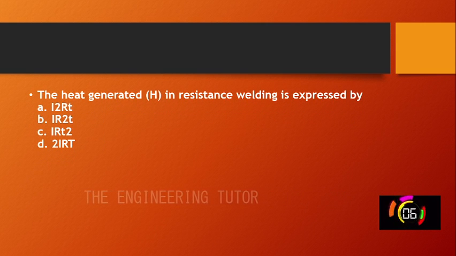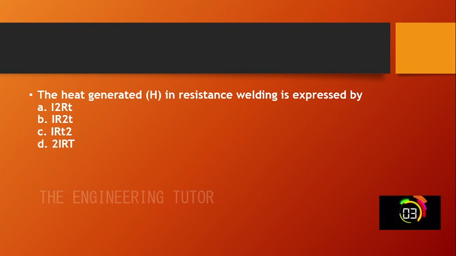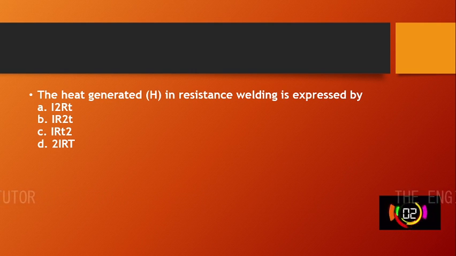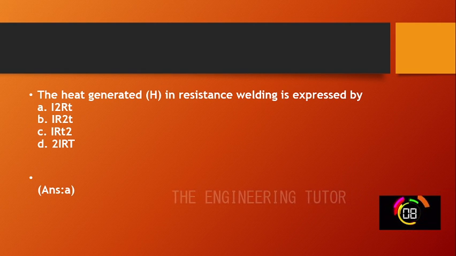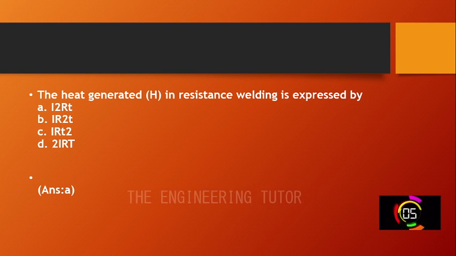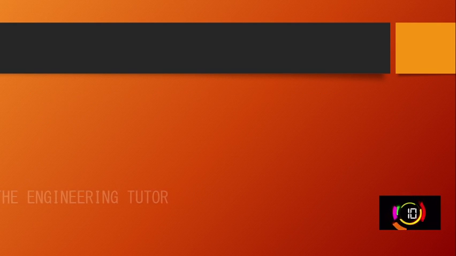The heat generated in resistance welding is expressed by a very simple equation. Actually, it is I squared RT. First option is I squared RT, second option is IR squared T, third option is IRT squared, fourth option is 2IRT. So actually, the first option is I squared RT. That is the equation for heat generated in the operation.